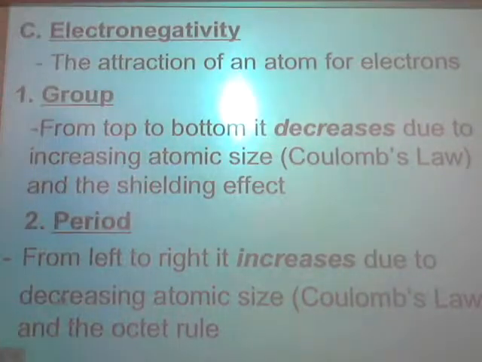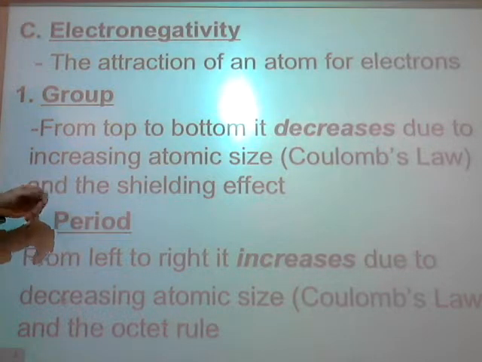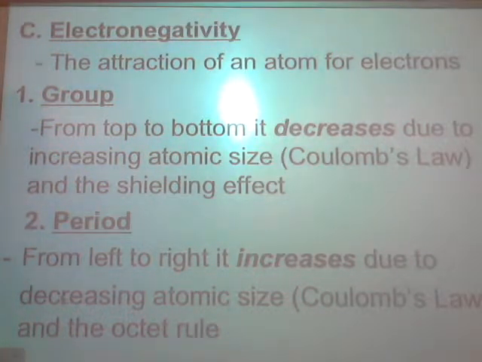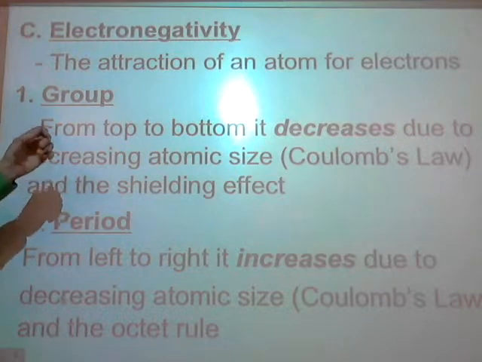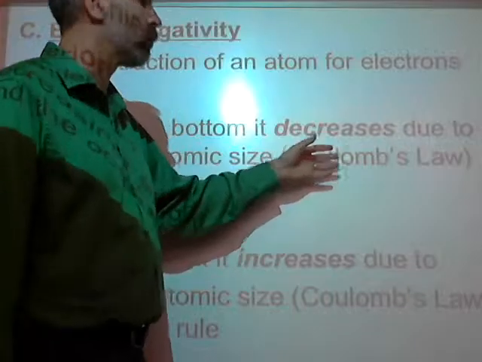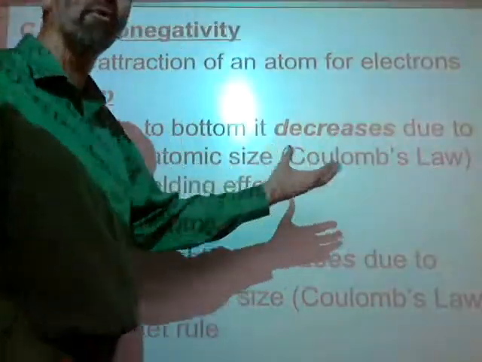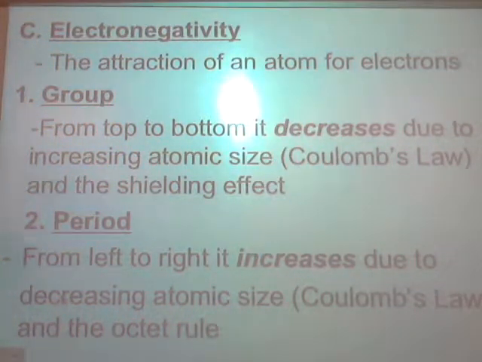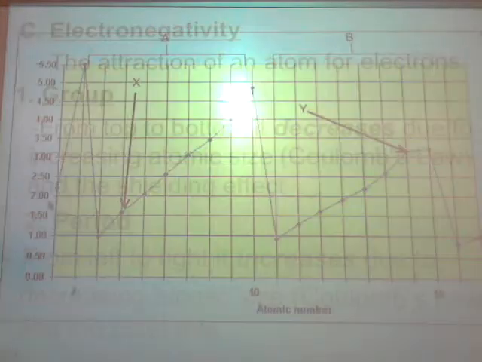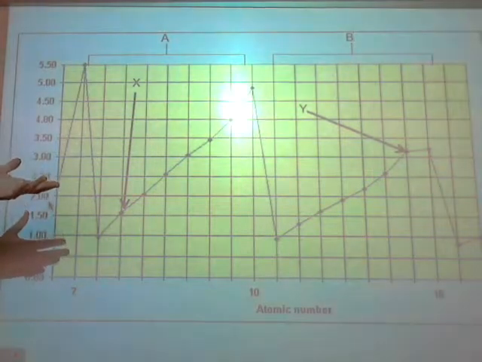These are the ways I want you to answer the questions on the test. Not just from top to bottom it decreases because of atomic size. Because of decreasing atomic size, the electrons are closer to the nucleus, which has a greater charge, greater attraction, I should say. Okay? That's how you have to phrase these things. Okay? All right.